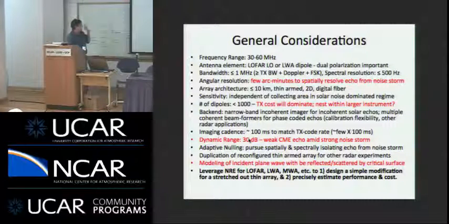The back end is, again, not a big deal because the bandwidth is relatively small. You bring all the signal back to some place, and you can do incoherent imaging, which is probably what you need for the echoes, but you could also do coherent imaging for other applications. You'd be making these photos, let's say, every 100 milliseconds or something, so that's sort of different about the radar. Here's the dynamic range. Dave mentioned the nulling.